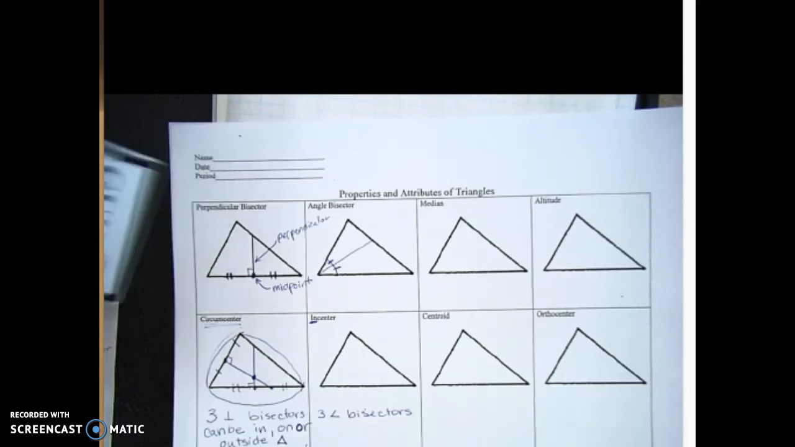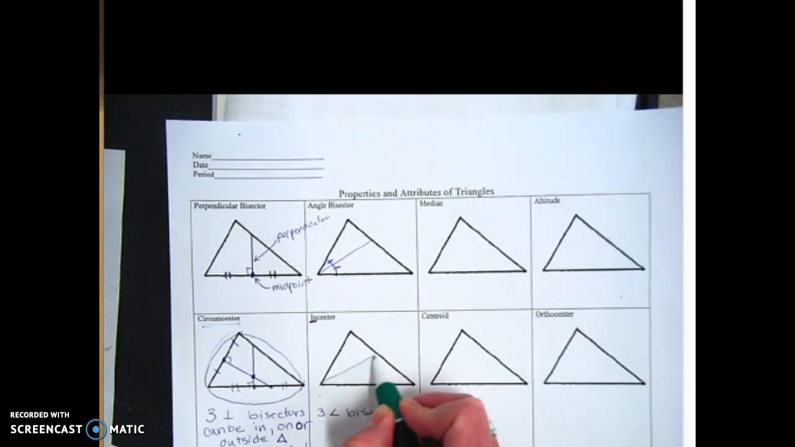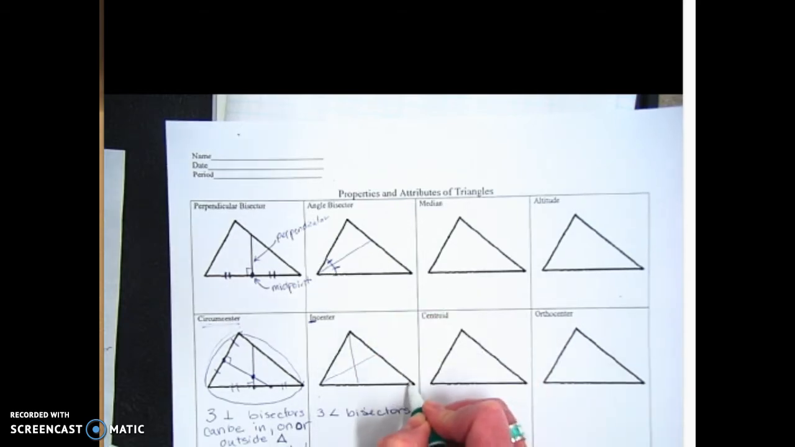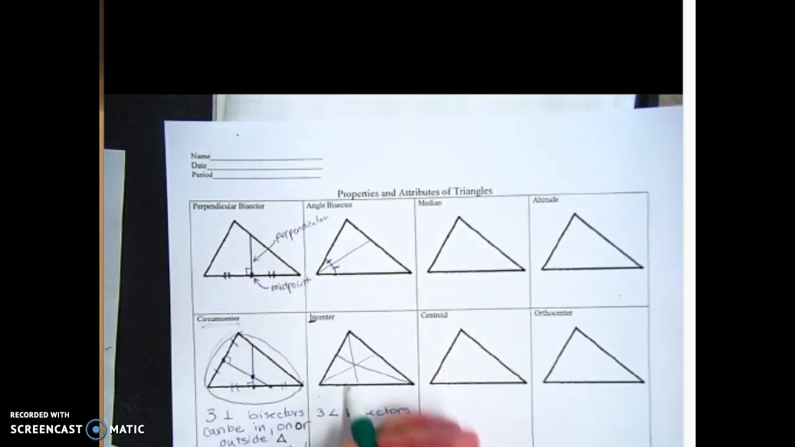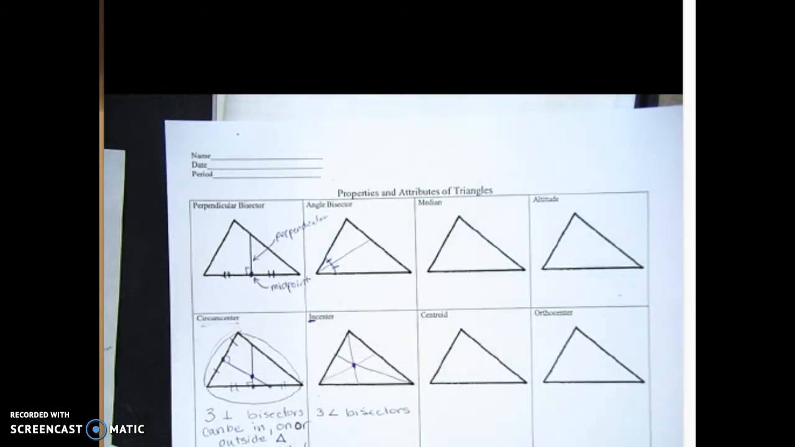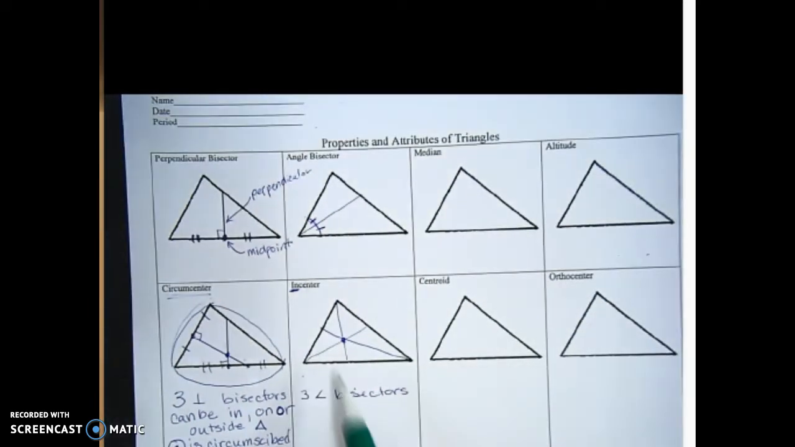Okay? So if we did that to all 3 angles, we bisected this one, and then we bisected this one, and then we bisected this one, that would give us this point right here called the in center. Okay? So those 3 angle bisectors give us an in center.